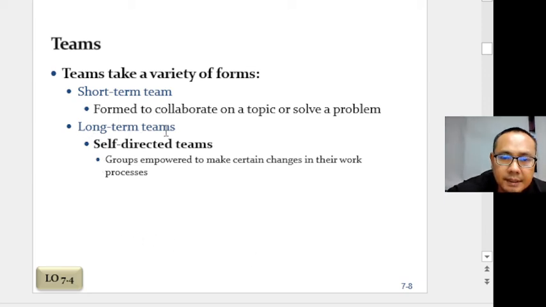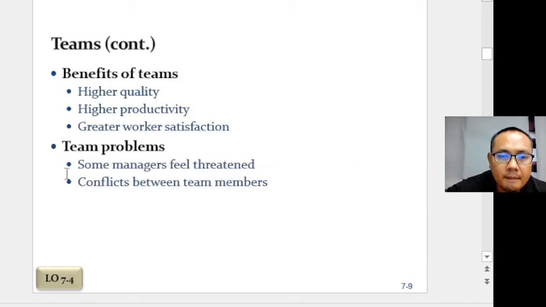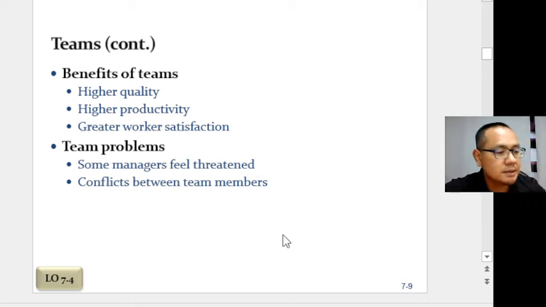So teams take a variety of forms. Short-term teams form to collaborate on a topic or solve a problem. Long-term teams. So there are a few team benefits and team problems. Everyone of us should take notice of this, especially those who have experienced work before. We may have faced a few experiences before, some of them benefits and some of them problems.